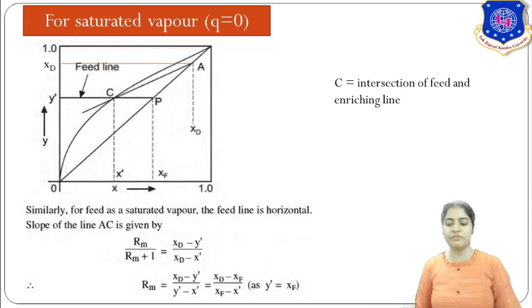Now here don't get confused. Here, y dash is equal to xf. You can see from the graph, your feed point from P you can see. That is because your feed is vapor. That is parallel to the x-axis. Hence your xf will be equal to y dash.